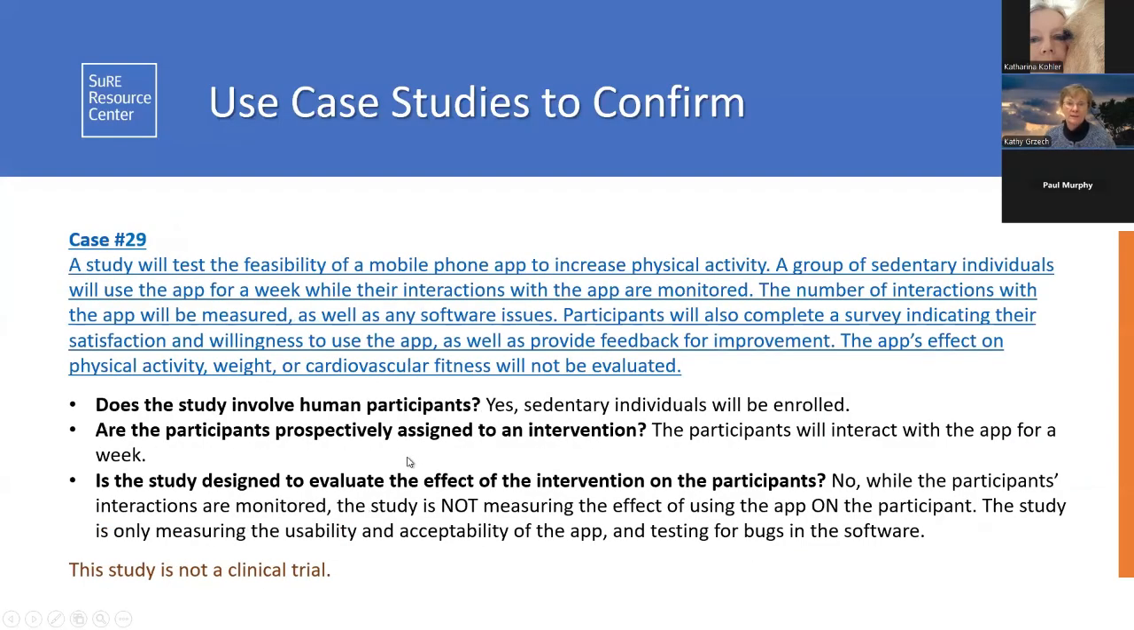Here's another one. A study will test the feasibility of a mobile phone app to increase physical activity. A group of sedentary individuals will use the app for a week while their interactions with the app are monitored. The number of interactions with the app will be measured, as well as any software issues. Participants will also complete a survey indicating their satisfaction and willingness to use the app, as well as provide feedback for improvement.